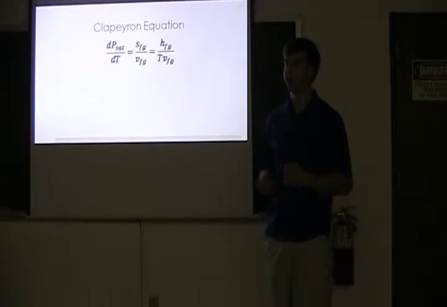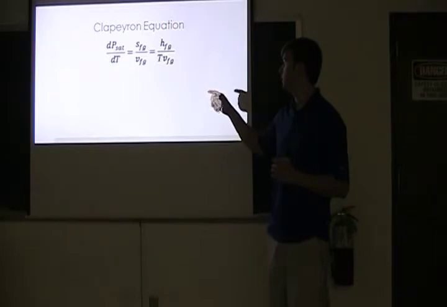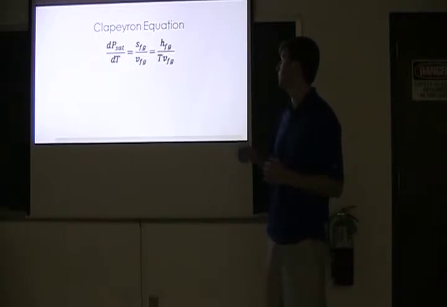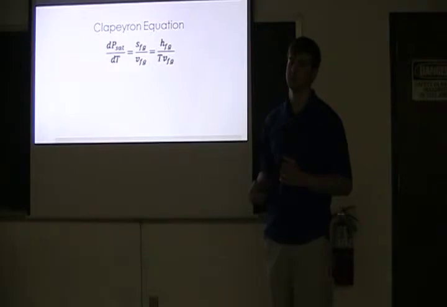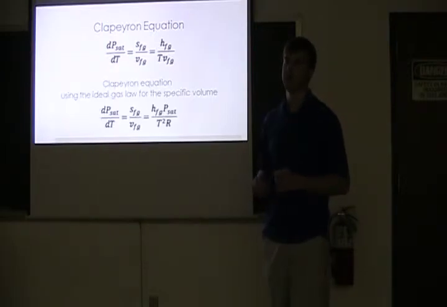The Clapeyron equation, as I said, relates the change in saturation pressures over the change in temperatures, and gives you the enthalpies over the temperatures and the specific volumes. And you can use the ideal gas law as an approximation whenever the vapor phase is present at low temperatures and the saturation pressure is relatively low.